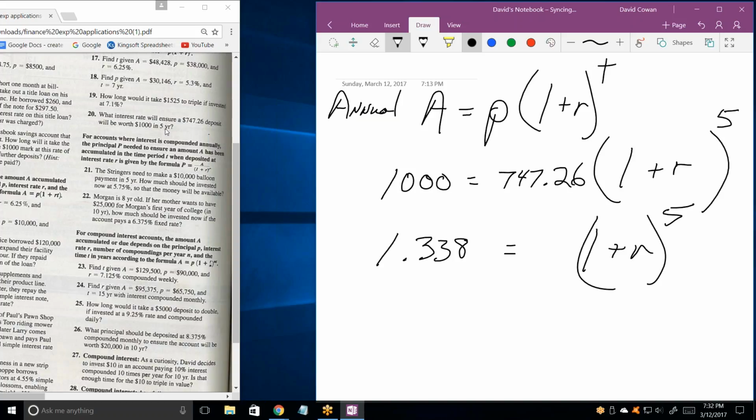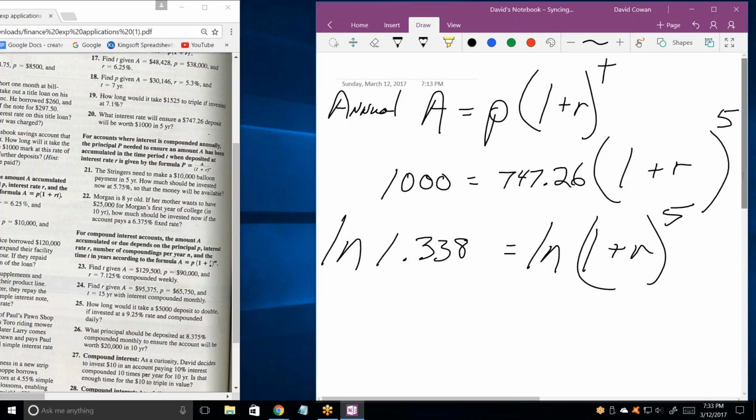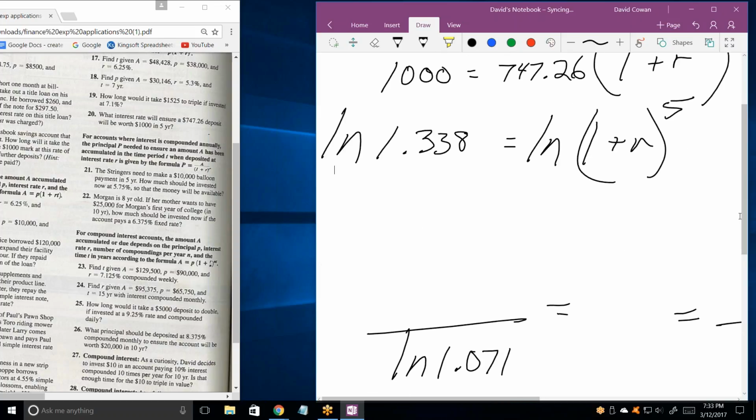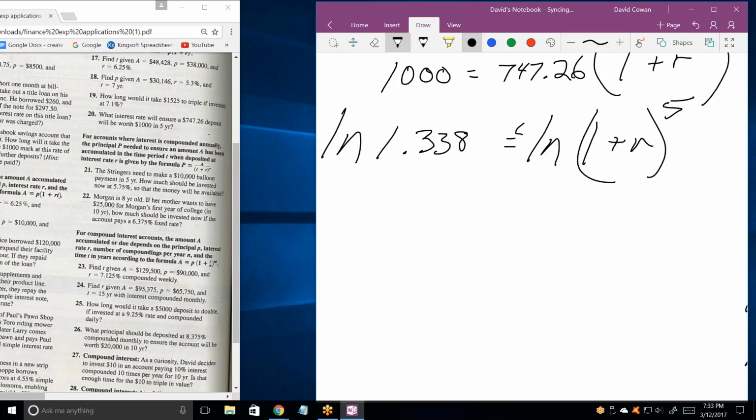Well, the easiest way to handle this, even though this is algebraic, the easiest way to solve it is by using logs again. I'll show you why. I'm going to, first of all, take the log of both sides. And I just, out of habit, use natural log. And then that allows me to bring my 5 down to there.